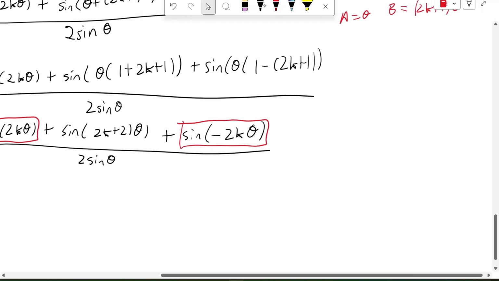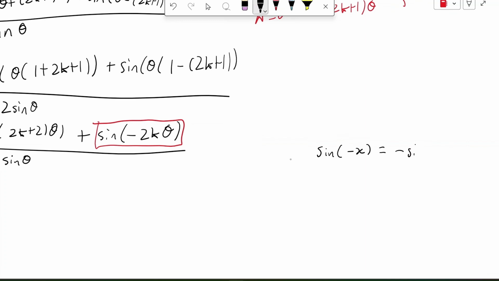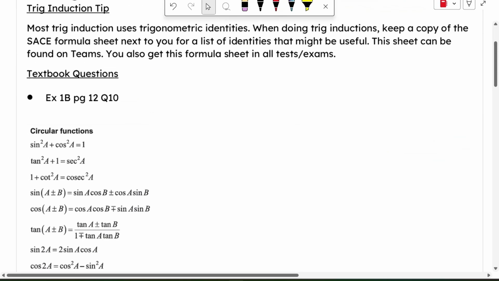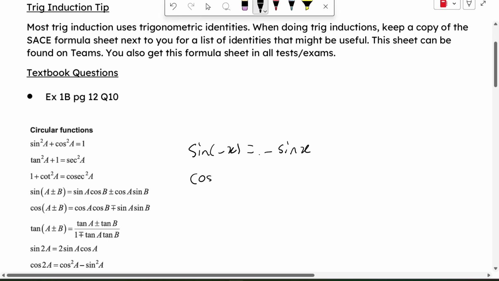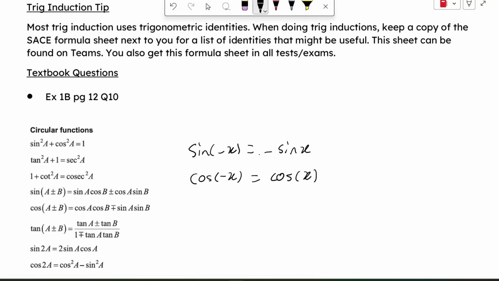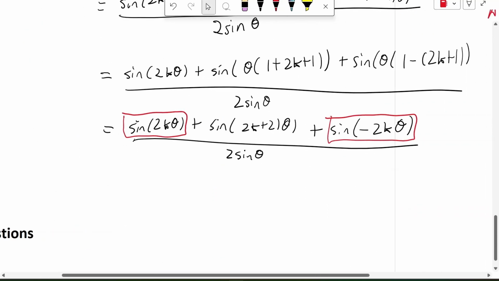it's actually another trig identity that sine of minus x is minus sine of x. So if you want, you can actually add those up to your list here. So that is another one to add. Sine of minus x is minus sine of x. SACE won't put that one on the formula sheet for you. Cos of minus x is positive cos of x. That's the other side of that identity. So those 2 are very useful identities there. Okay, but the point is they cancel out.